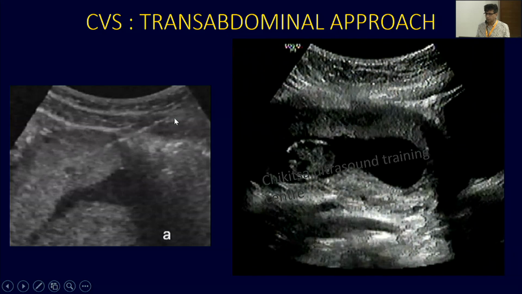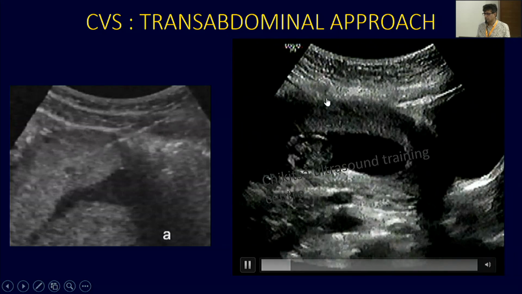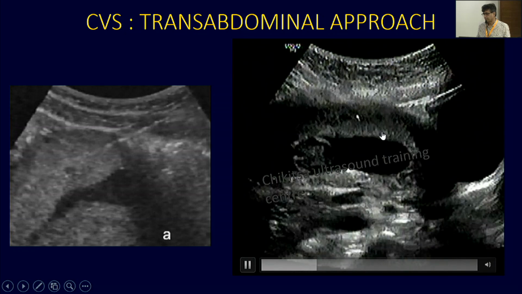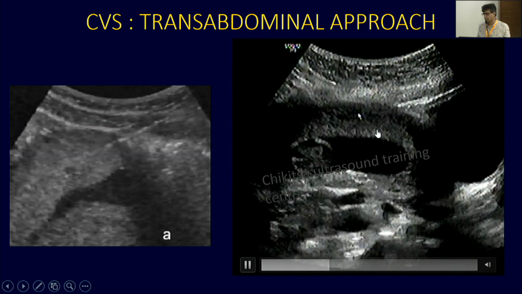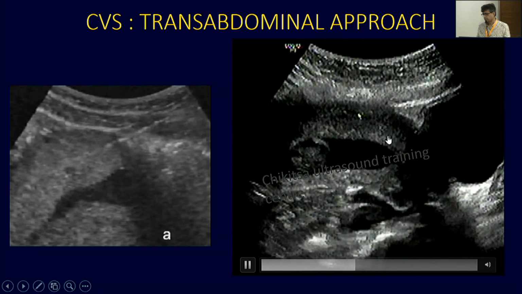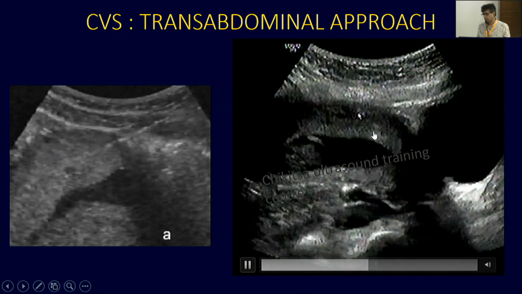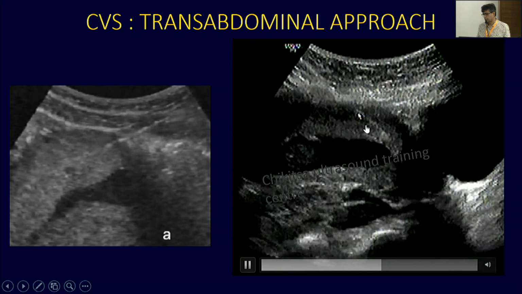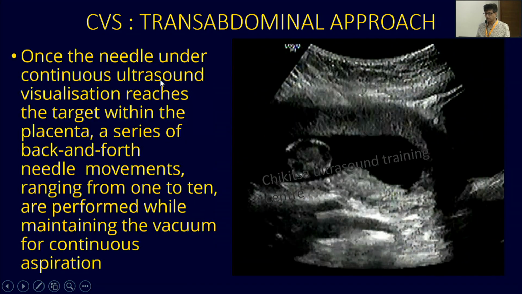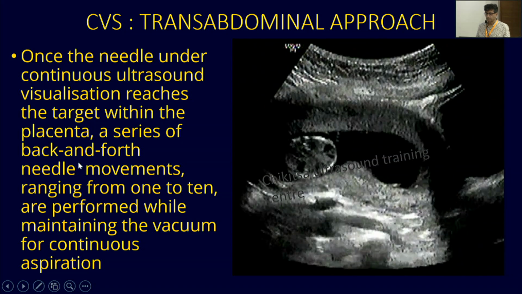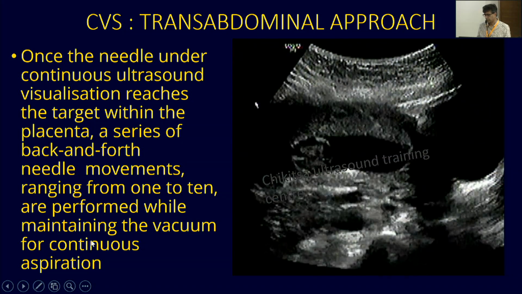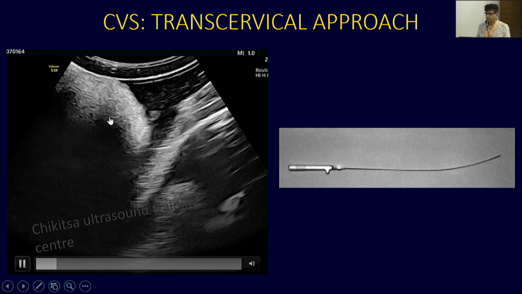In the transabdominal approach, the needle would look like this. Here you can see the needle is here, and the needle tip is seen here. The needle tip is seen here, and once the needle reaches the target, a series of back and forth needle movements are done while maintaining suction for aspirating the villi.